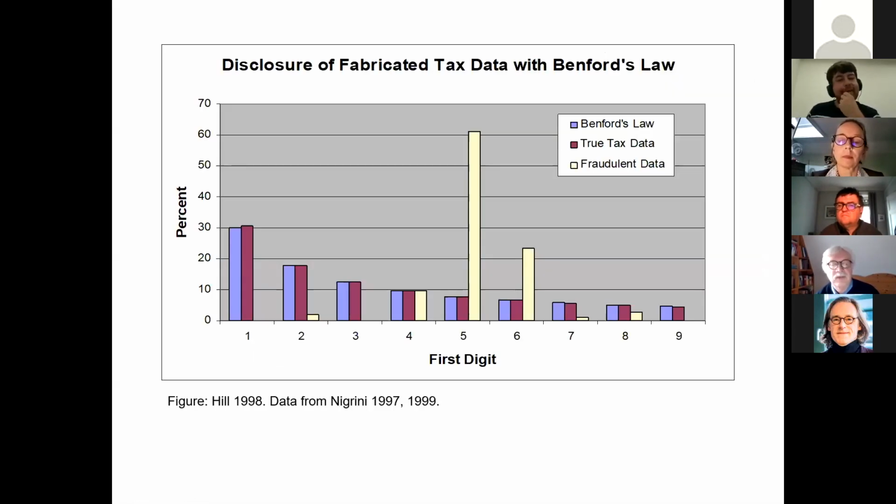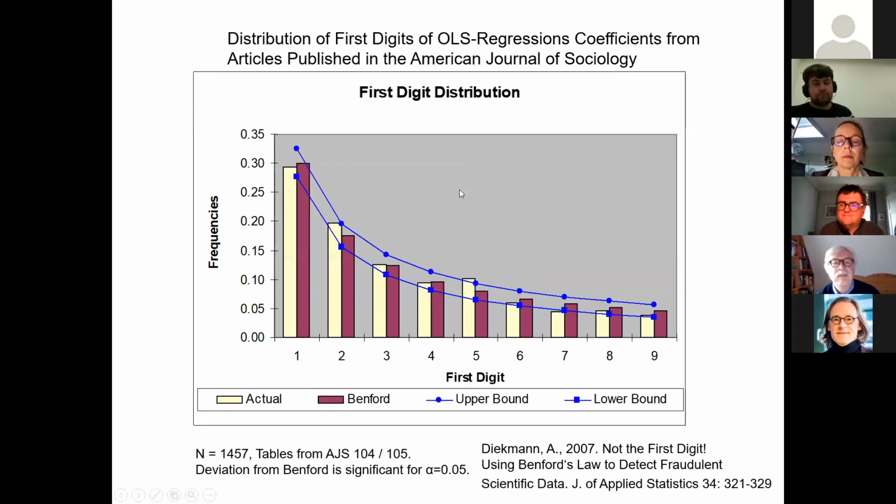So here's Nigrini's work on text data, and you can see these digits from real text data follow Benford distributions, but here is a fraudulent text declaration, and this deviates from the distribution. But you have to figure out whether the scientific data are really Benford distributed. Not all data are Benford distributed, but many data are Benford distributed.